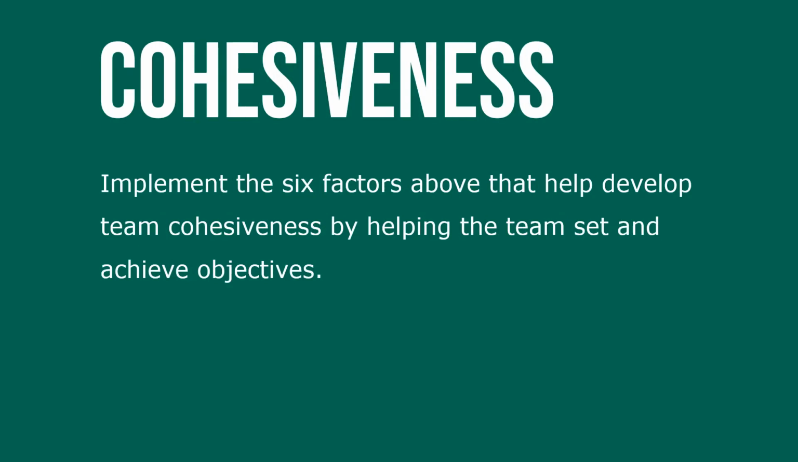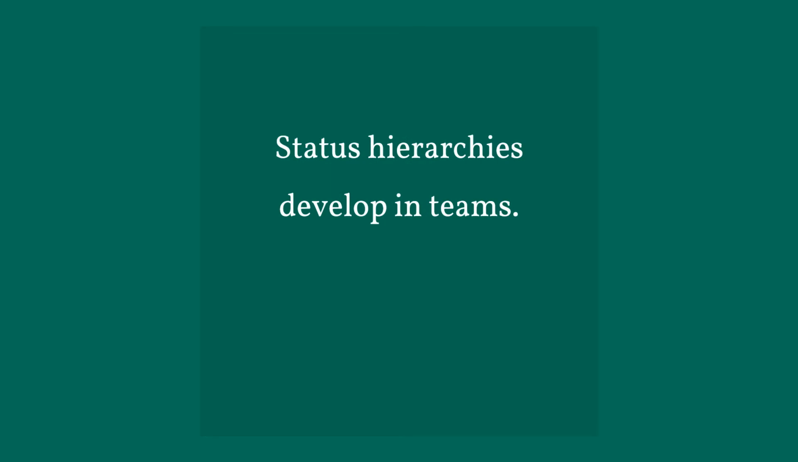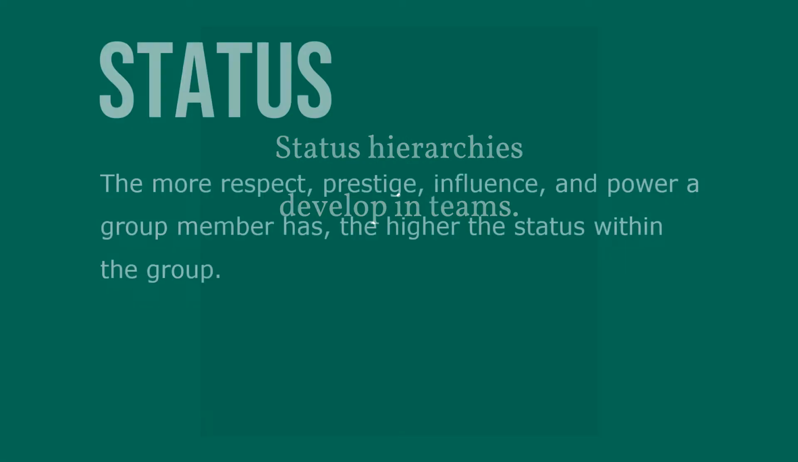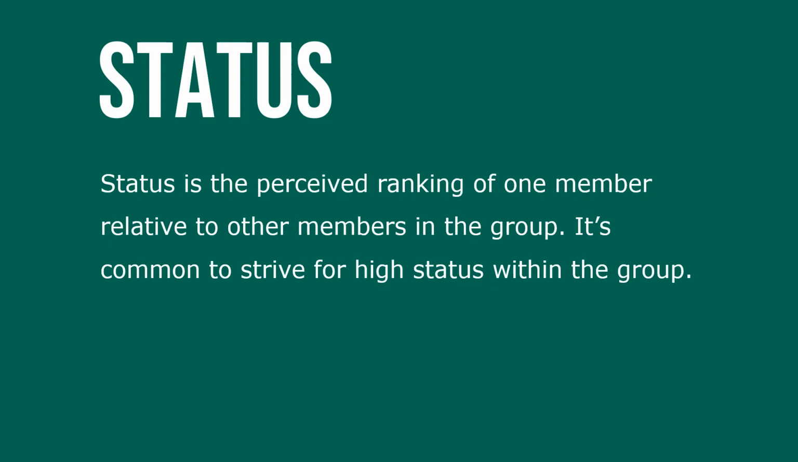Implement the six factors here to help develop team cohesiveness by helping the team set and achieve objectives. When it comes to teams, be sure to be inclusive and maximize diversity. Status hierarchies develop in teams. The more respect, prestige, influence, and power a group member has, the higher their status. Status is the perceived ranking of one member relative to other members of the group. It's common to strive for high status within a group.